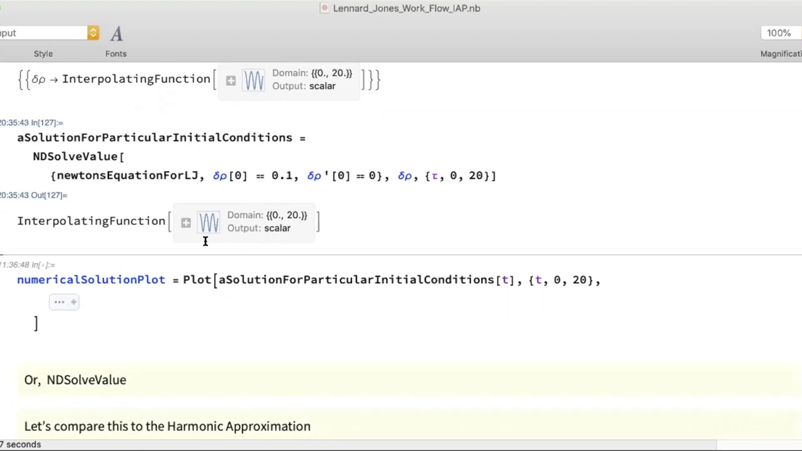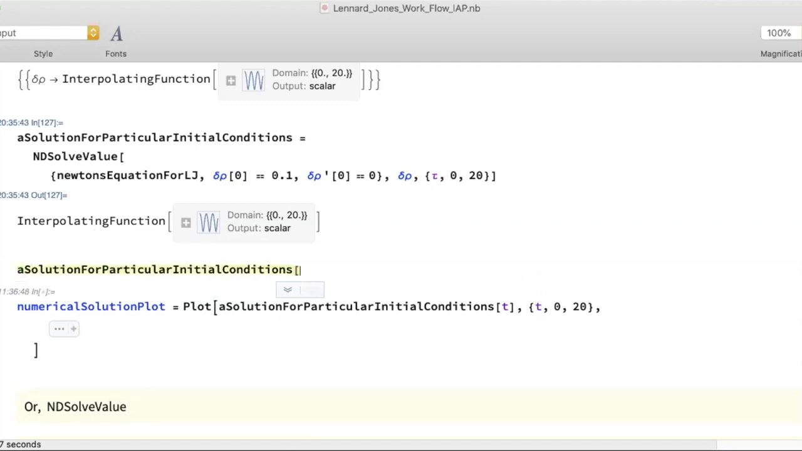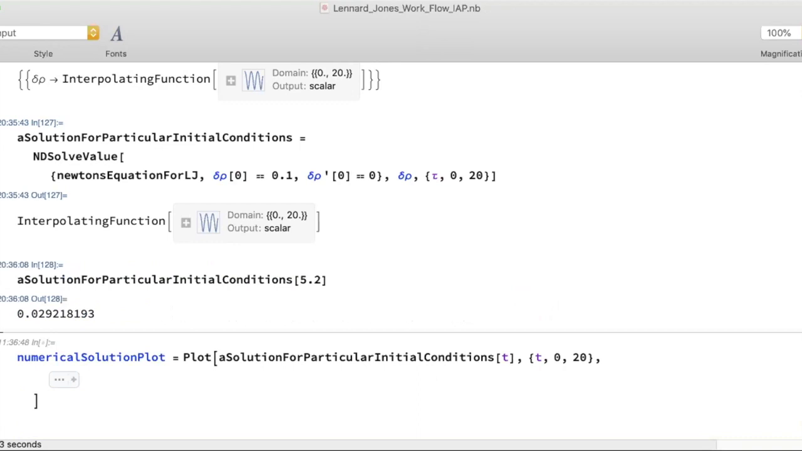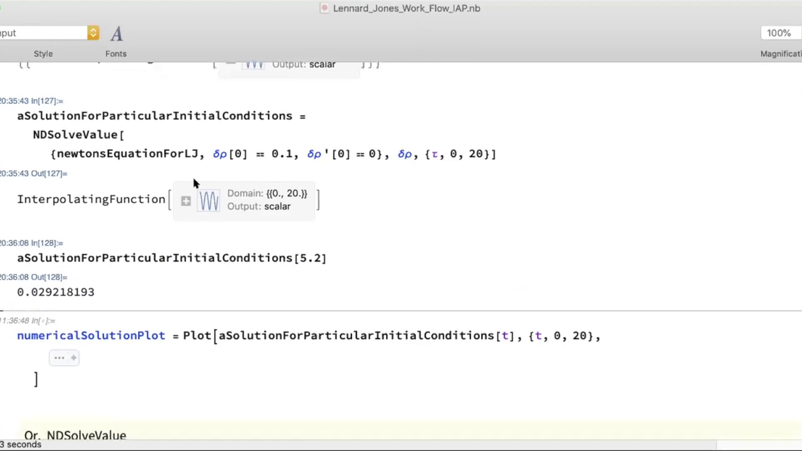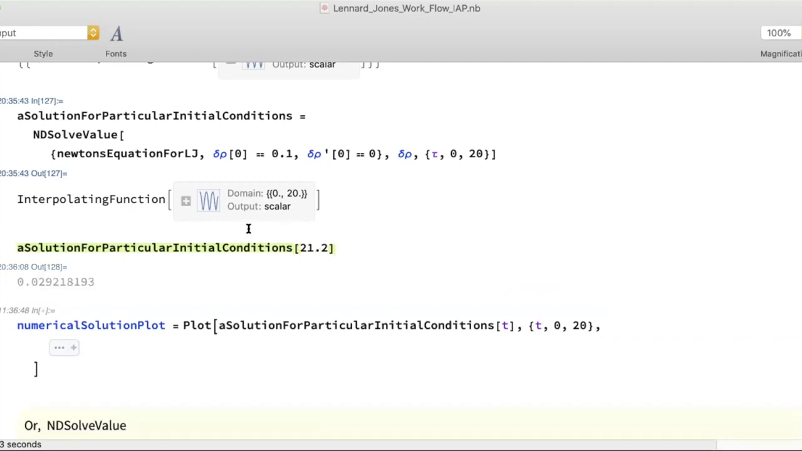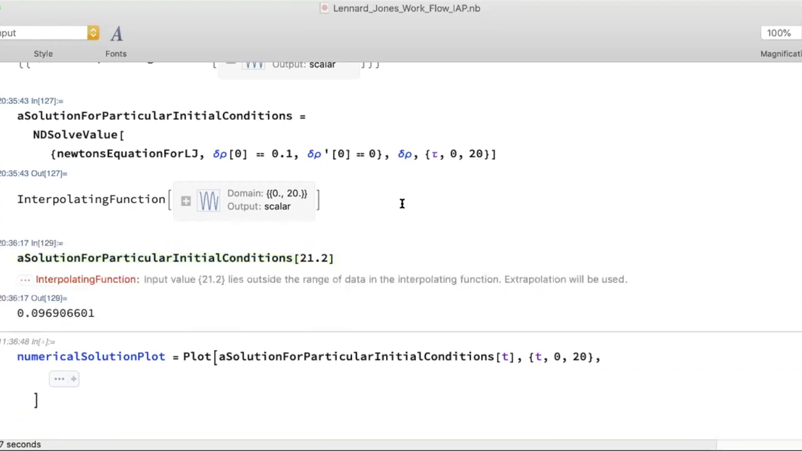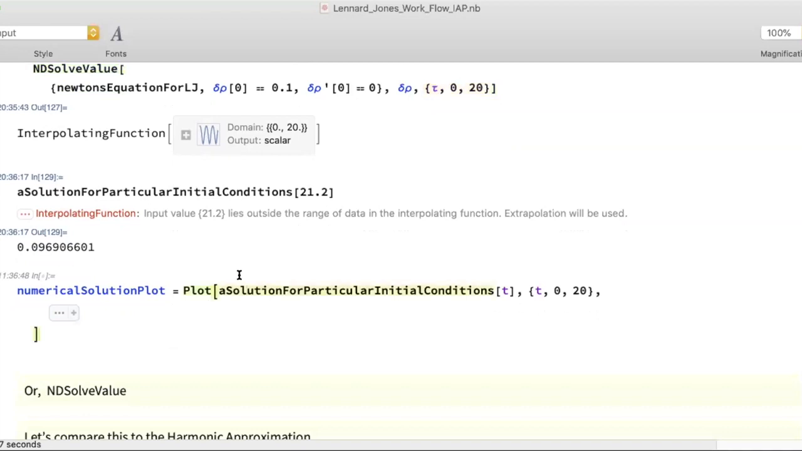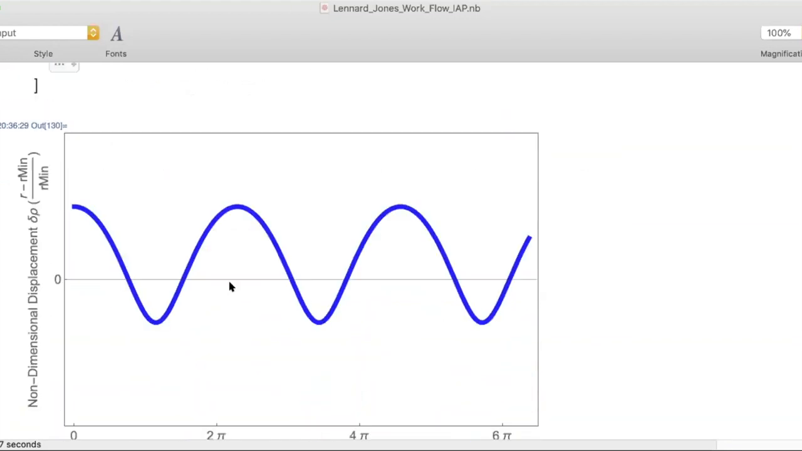So I'm now going to plot this guy. This is a function that takes a value, so a solution. If I pick a value of t, which is, let's say, 5.2, it tells me what the solution looks like there. If I were to do the same thing for 21.2, what it's going to tell me is that I haven't integrated far enough in my original solution to get there. Okay, so here's how we use this. I'm now going to plot this function, just like any other function. It's a function of t out to 20, and that's what we get.